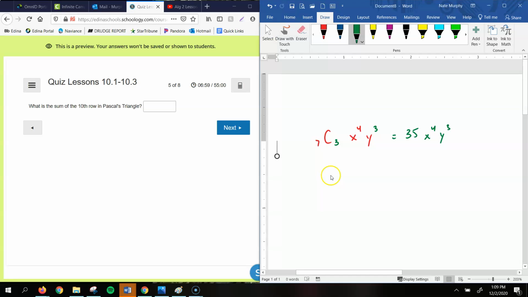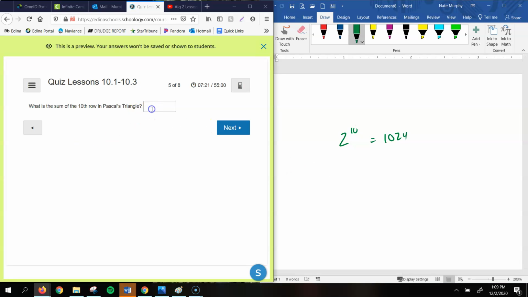All right, so this is one of the other properties of Pascal's triangle. Remember, the sum of any row of Pascal's triangle would be 2 to whatever row we're in. So we're in the 10th row, so it'd be 2 to the 10th power. So if you do 2 to the 10th power on your calculator, we get 1024. And it doesn't matter if you put a comma in there or not, either one would be the correct answer.